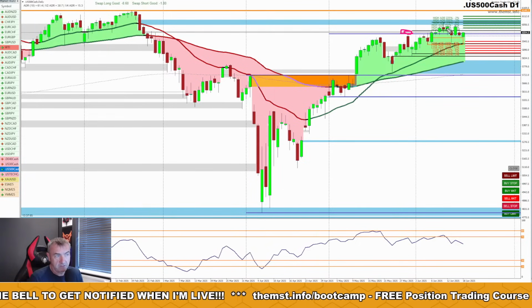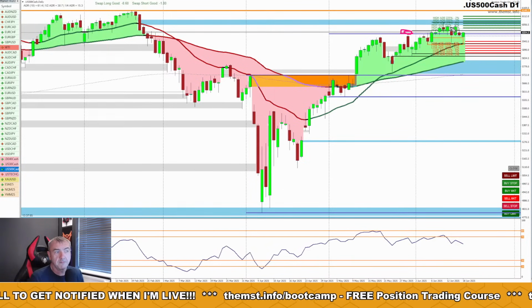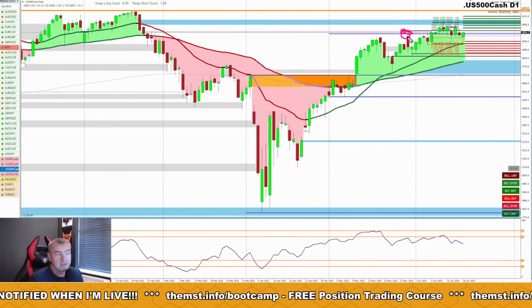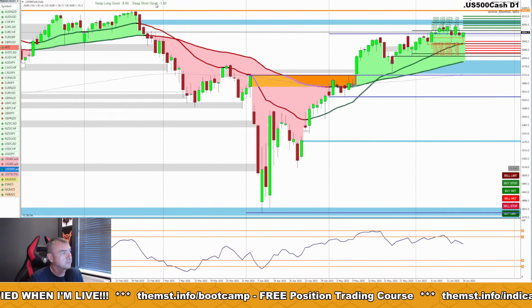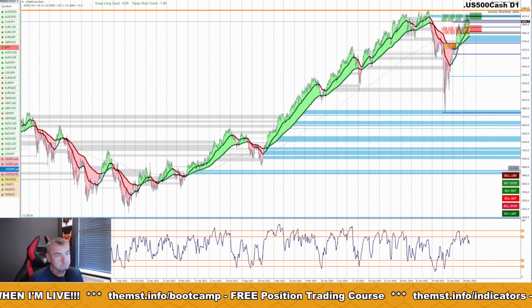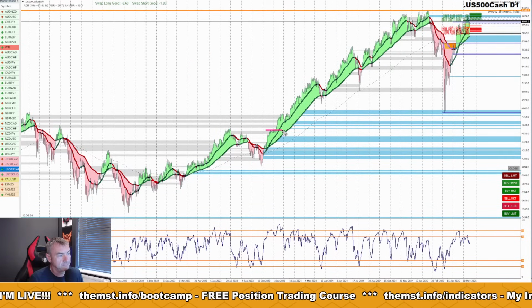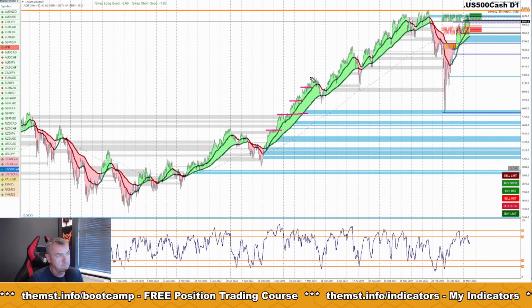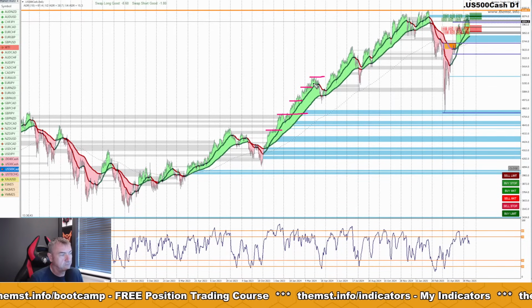That's just because we are above last month's high. Look at what stock indices do. Every single one of these is a month. So there's your monthly high, there's your monthly high, there's your monthly high, there's your monthly high, there's your monthly high. That's what they do.